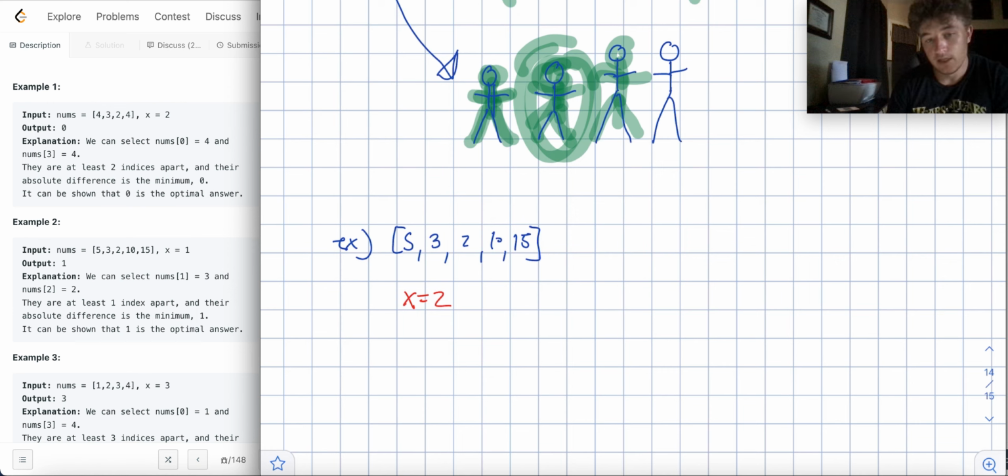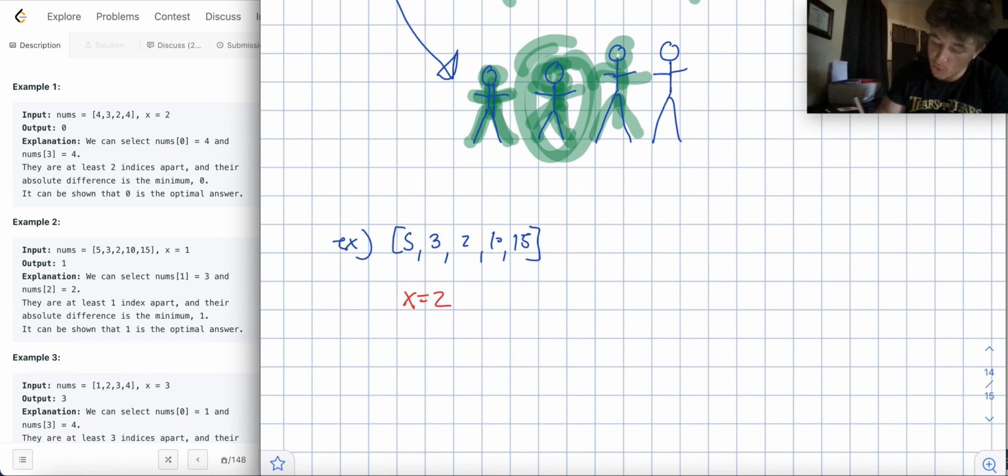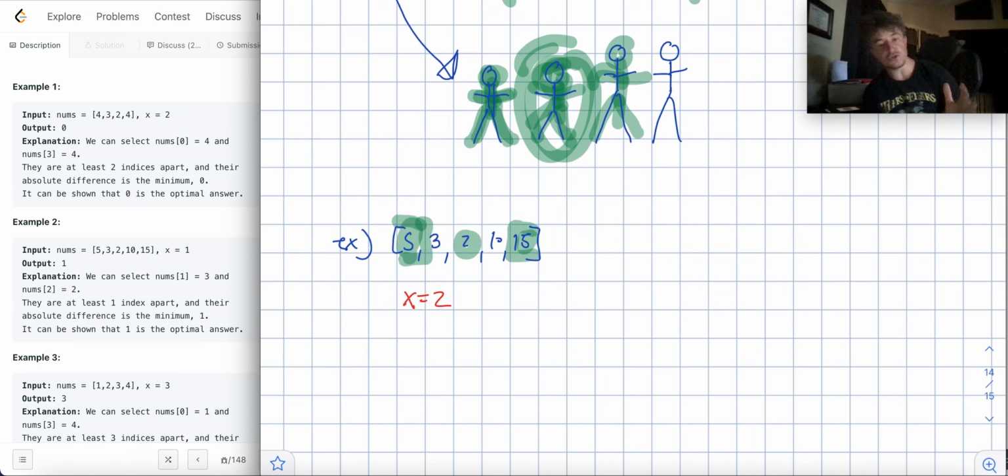Well, 2 can't be compared to 3 now, right? Because they're right next to each other. 2 can only look at things that are a distance of at least 2 away, right? So now 2 can't choose 3. So if I sort the system and then say things are adjacent, well, that's not going to allow me to realize that things have to be a certain distance away from one another, right? So that's where this problem gets a little weird, right?